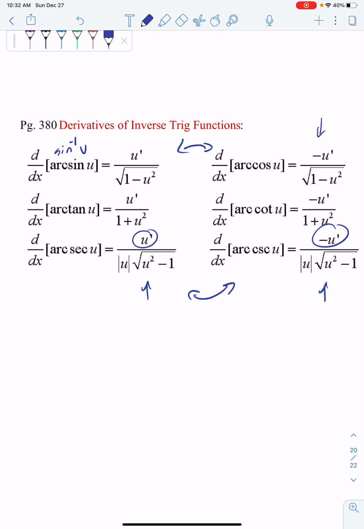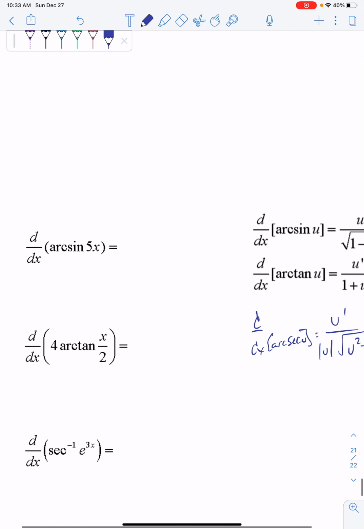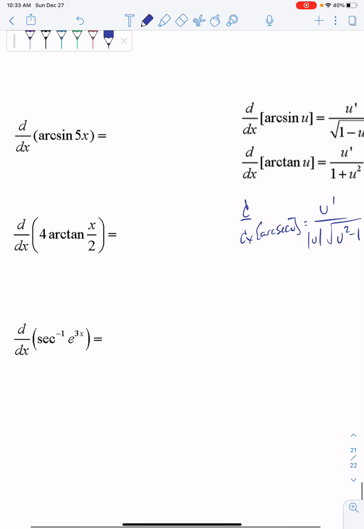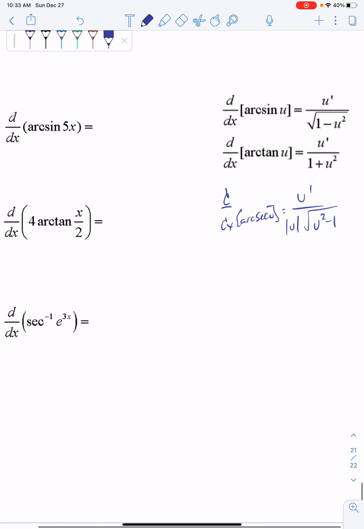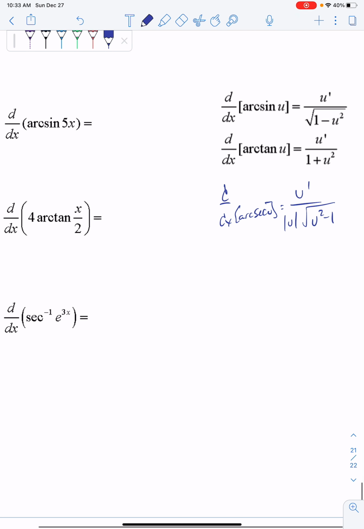So for now, have these written down, but they're ones that you're going to want to start working on having memorized. Okay, so putting this into use a little bit. Let's try and get a good range here. So the derivative of arc sine of 5x.